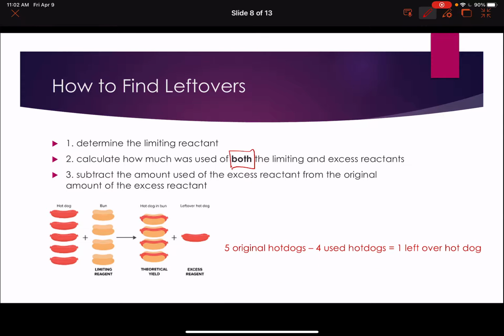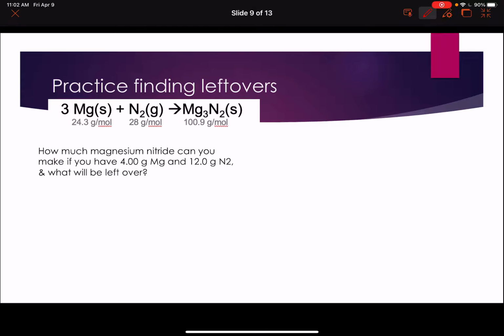Okay, let's do a little problem. Right here, this little example: remember we have 5 hot dogs, and 4 were used, okay? And so you subtract it, you get 1. That's basically all it is. Let's do a little example here. How much magnesium nitride can you make if you have 4 grams of Mg and 12 grams of nitrogen? And what will be left over?